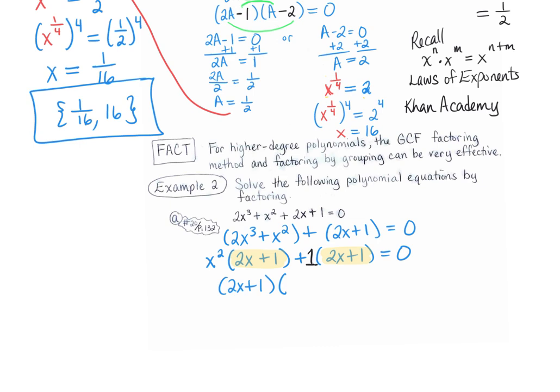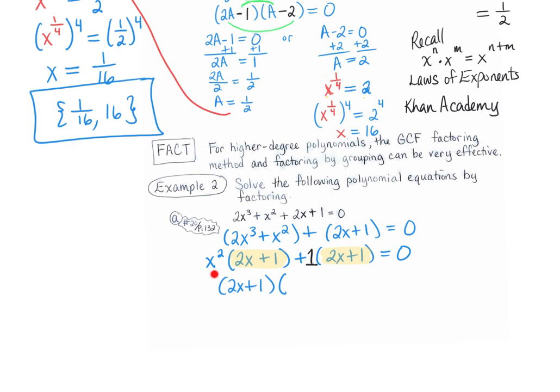X squared, 2x plus 1. We factored out a 2x plus 1 from here. So we're left with what? I'm not sure, you're guessing. Pause. Let's make sure we all see this thing the way we see it. I'm not saying you're incorrect.